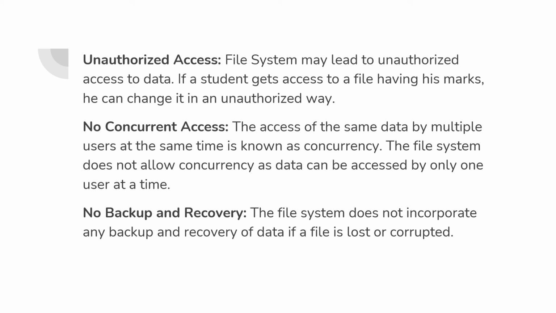No concurrent access. The access of the same data by multiple users at the same time is known as concurrency. The file system does not allow concurrency, as data can be accessed by only one user at a time. No backup and recovery. The file system does not incorporate any backup and recovery of data if the file is lost or corrupted. These are the main reasons which made a shift from file system to DBMS.